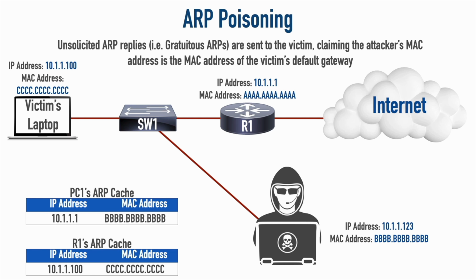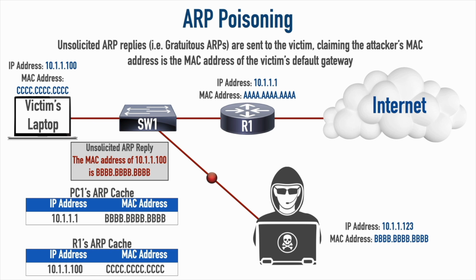So now when the victim tries to go out to the internet via its default gateway, it's going to be sending frames to the attacker. Now, the attacker also needs to convince the router that the MAC address of the victim's laptop is the all B's MAC address, the attacker's MAC address. So we send out another gratuitous ARP saying the MAC address of 10.1.1.100, the victim's laptop, is all B's.